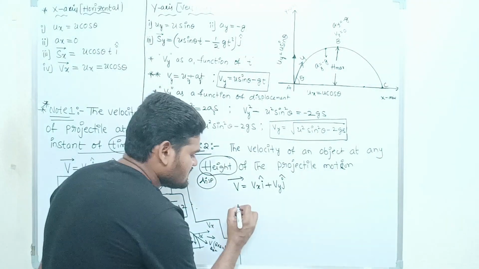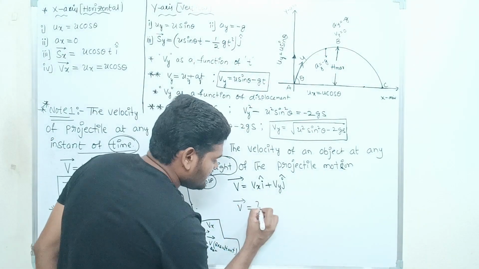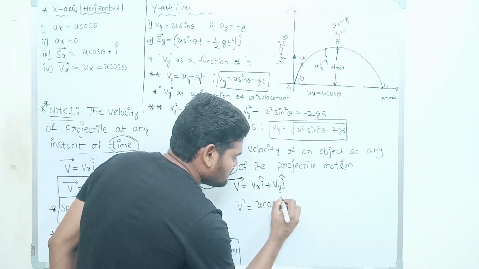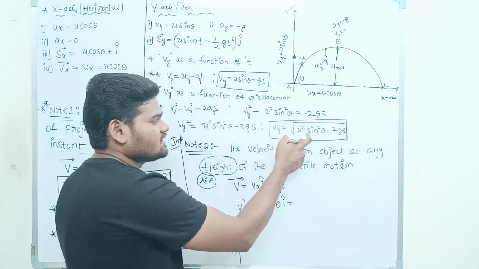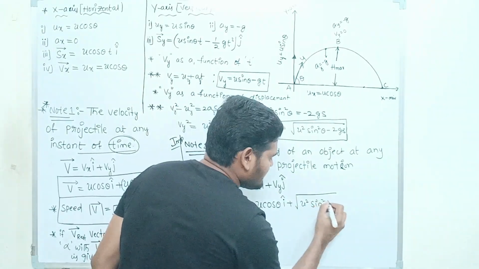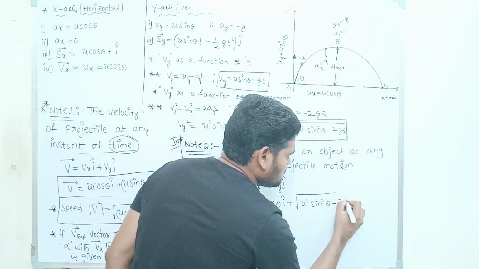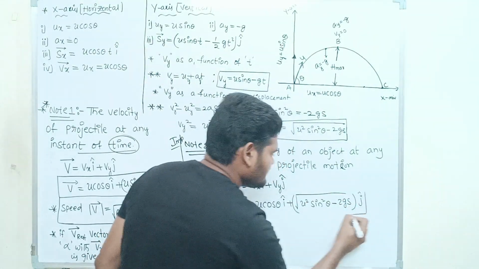So V bar is equal to, what is Vx? Vx is nothing but u cos theta only. So u cos theta i cap plus Vy. What is the value of Vy as a function of displacement? Under root of u square sin square theta minus 2gs into j cap. That's it.